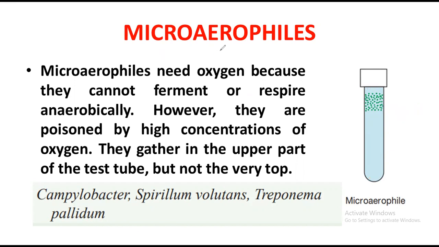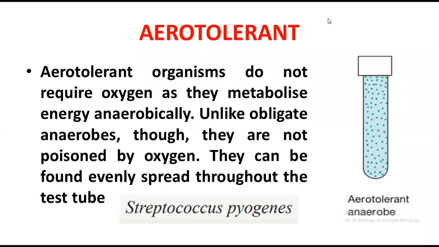Now the last one is the aerotolerant. Aerotolerant are those microorganisms that metabolize unlike obligate anaerobes, and they are not poisoned by oxygen. They can be found evenly spread throughout the test tube. If oxygen is present in abundant amount, they can grow well. If oxygen is present in lesser amount, they can still grow well. And if there is no oxygen, they can also grow there. So aerotolerant organisms are a flexible type of microorganism, just like the facultative anaerobes.